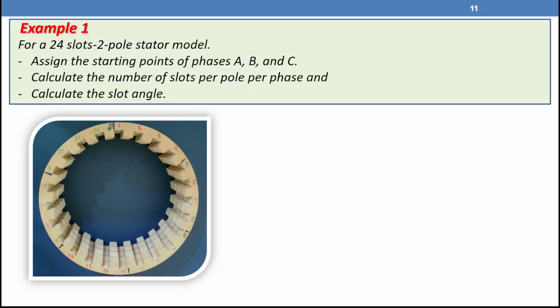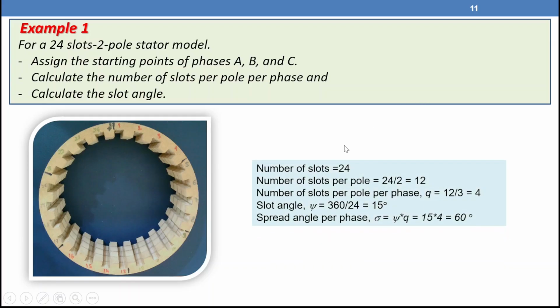Turn back to our example. Here we can summarize the results. We have number of slots 24. Number of slots per pole 24 over 2 will be 12 slots. Number of slots per pole per phase will be 12 over 3 equal 4. We are going to use the symbol Q for that one. So Q is the number of slots per pole per phase equal 4. And slot angle psi will be 360 over 24, give you 15 degrees. So the spread angle sigma will be psi multiplied by Q will be 60 degrees.